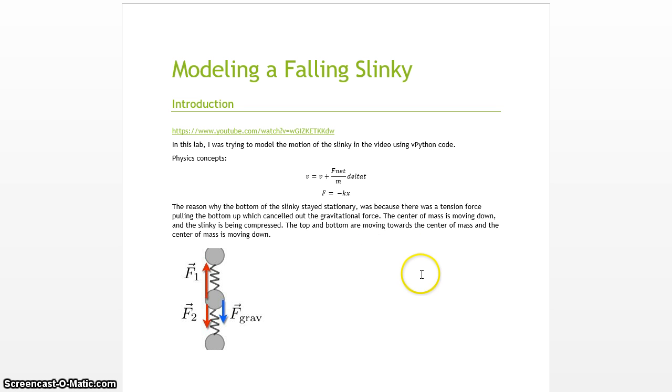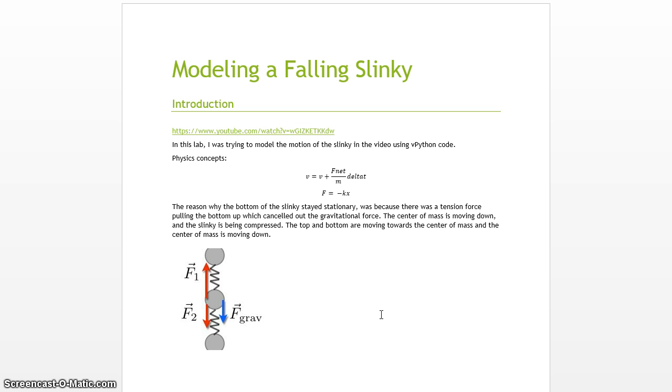The physics concepts used were Newton's second law and the spring force. The reason why the bottom of the slinky stayed stationary was because there was a tension force pulling the bottom up, which canceled out the gravitational force.